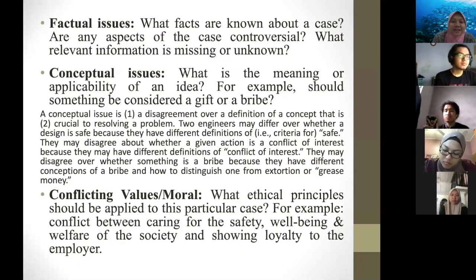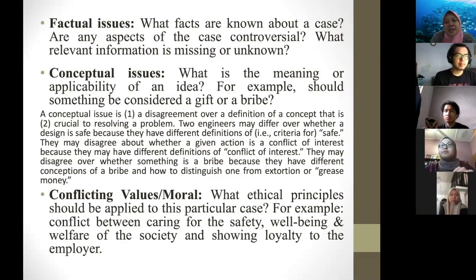So will you do it? If people are offering you 1 million to build the building, will you make the building or not? That is a conflicting values or morals problem. Sometimes, as I said, if you're given a problem, something's not clear.